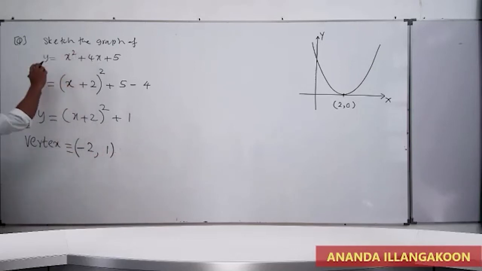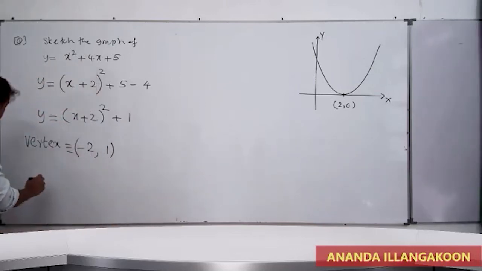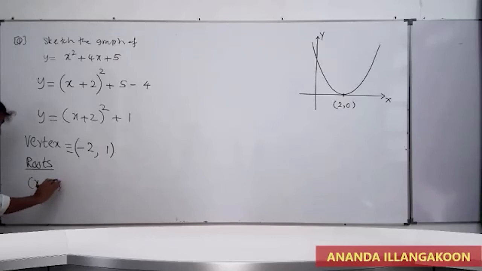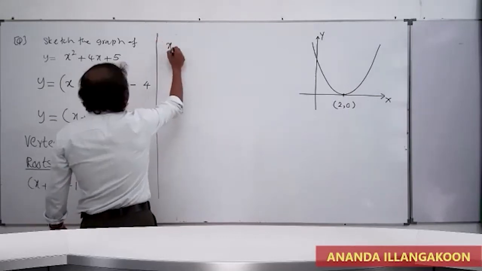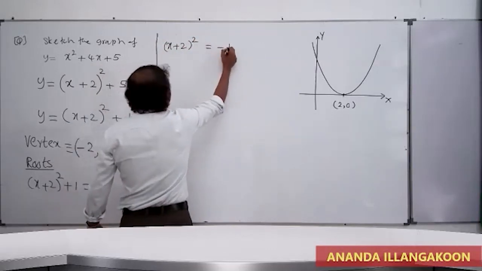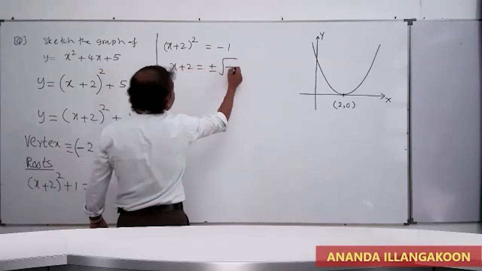The x squared coefficient is plus, therefore it is a minimum graph. We'll find the roots. Set y equals 0. Then what do you get? The right hand side becomes 0. (x plus 2) perfect square plus 1 equals 0. Then (x plus 2) perfect squared, bring this 1 to the right hand side, people. Minus 1. x plus 2 is equal to plus or minus the square root of minus 1.